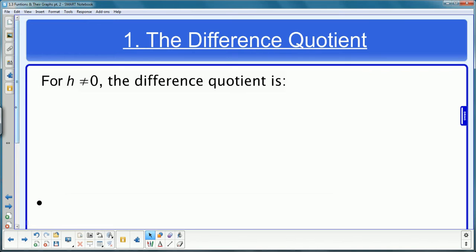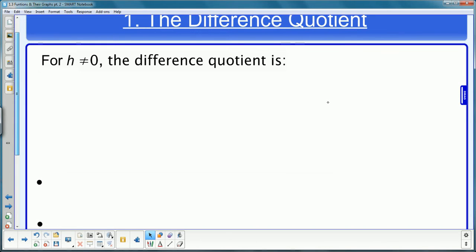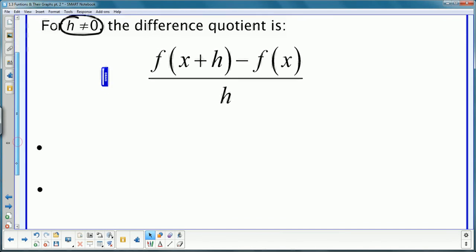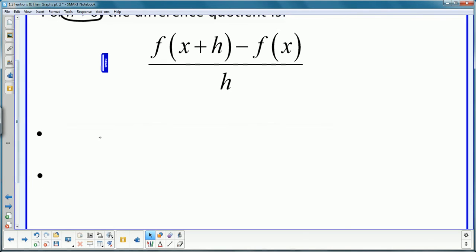So our difference quotient, what that means is essentially it's kind of like slope, but it's going to look a little bit different. We're going to have f of x plus h minus f of x over h. Again, we just have this stipulation that h can't be 0, just so that we're not dividing by 0. Think about your domain restrictions that we've talked about in the past.